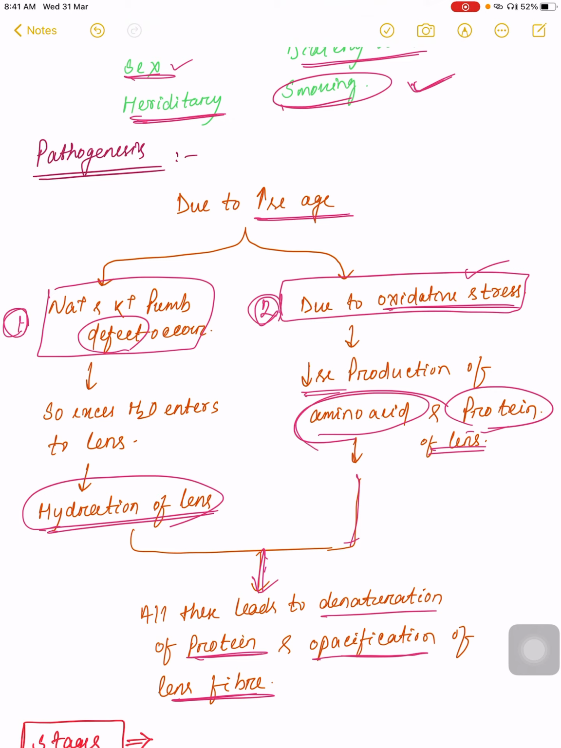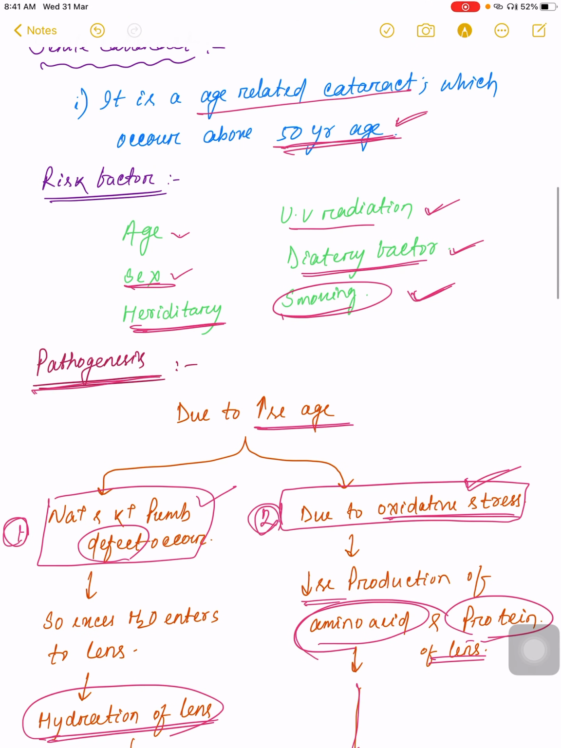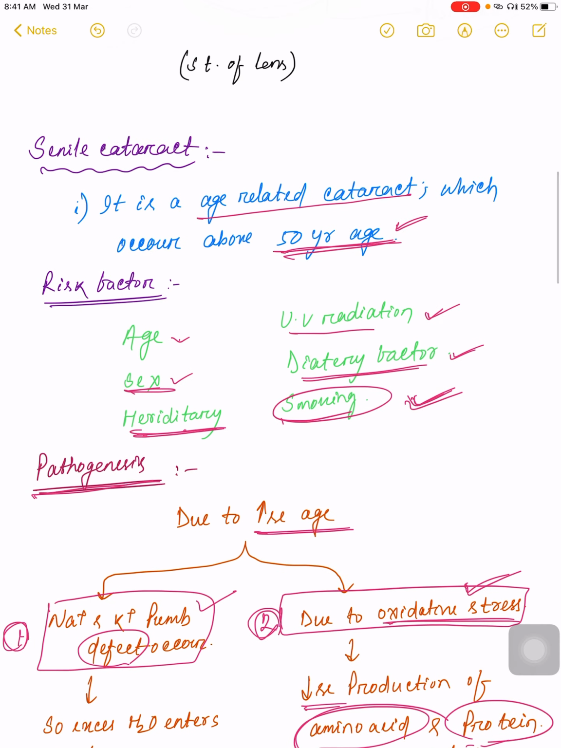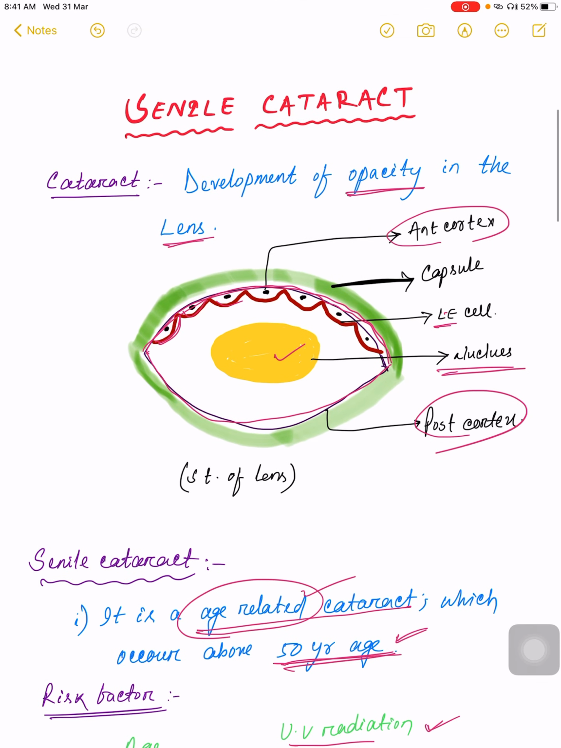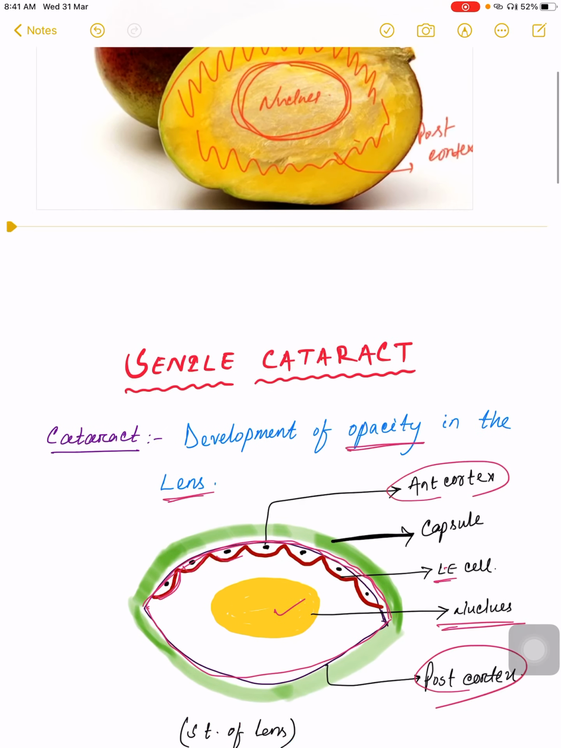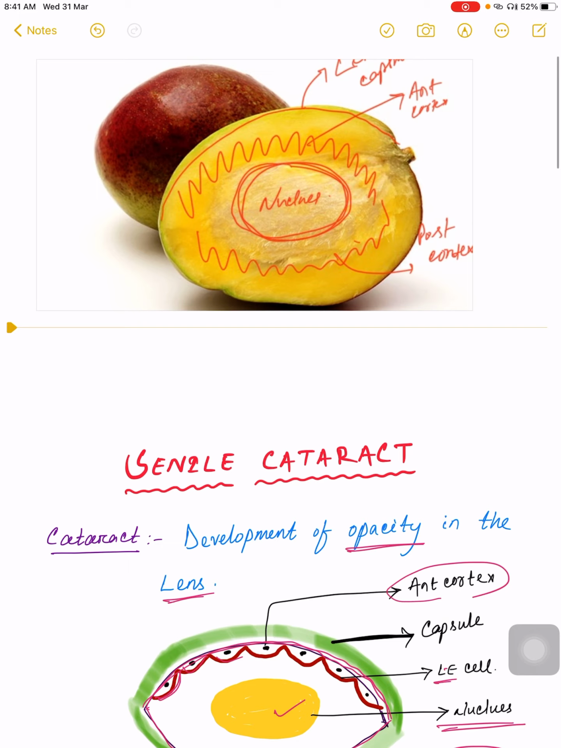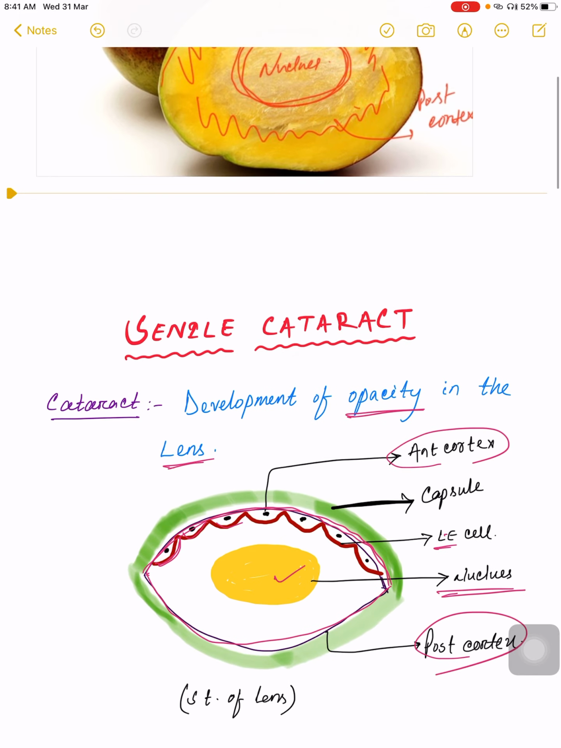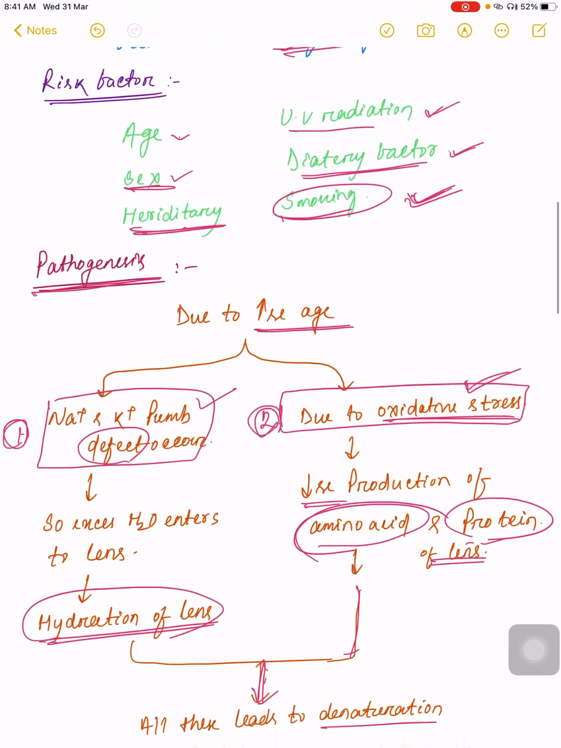And I have already told you the pathogenesis is due to two factors: potassium pump defect and oxidative stress. And what are the risk factors? Hereditary, UV radiation, dietary factors and smoking. And what is senile cataract? This is basically age-related cataract, I have told you. And the basic structure of the lens you should remember by comparing it with the mango, right? And what is cataract? Basically, you should know about all these things.